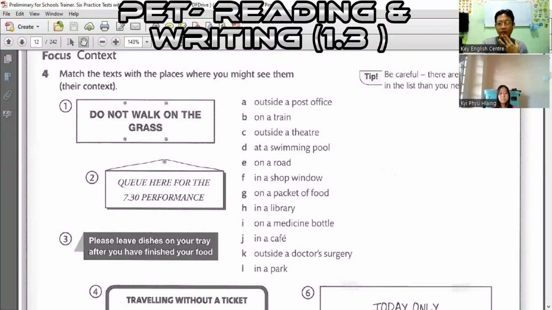Be careful, there are more places in the list than you need. So number one, two, three, we can see here. "Do not walk on the grass" is a kind of sign, a notice.